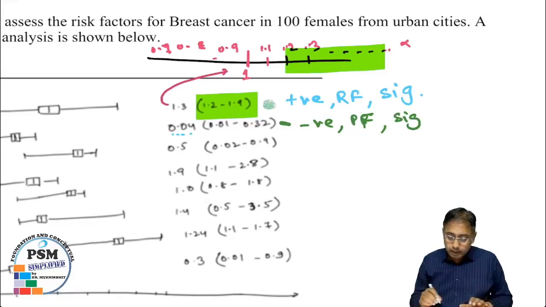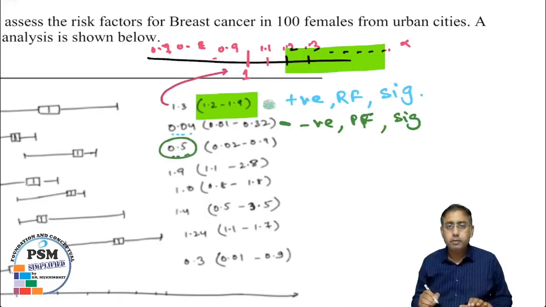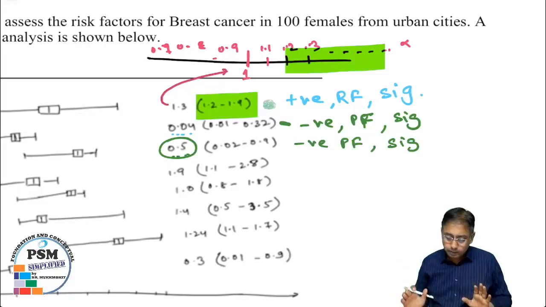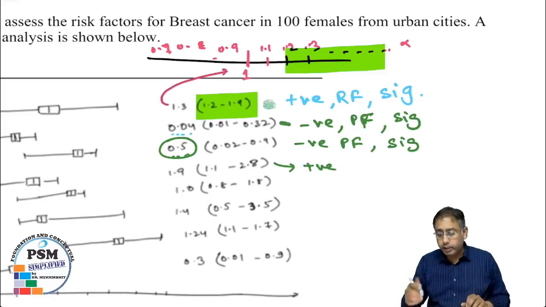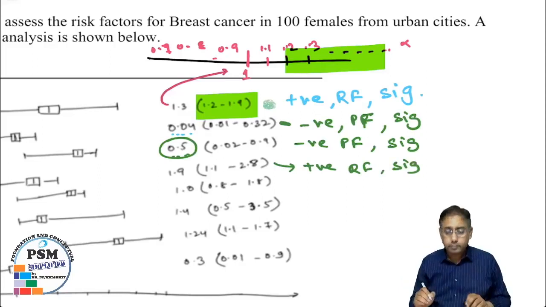Second, third, if you see this odds ratio is 0.5, it ranges from 0.02 to 0.9. It is also a negative odds ratio. It is a protective factor. It is again significant. It is all the time negative. If you look at the third, this third is a positive association 1.9. It ranges from 1.1 to 2.8. It is a risk factor and it is significant again.